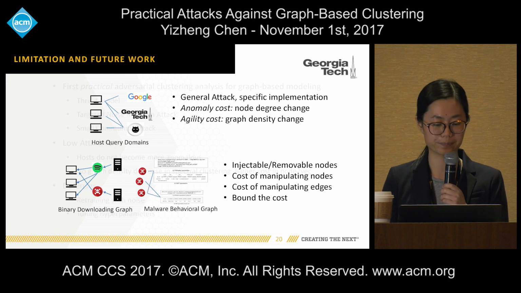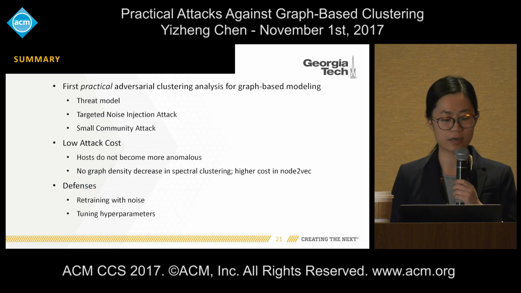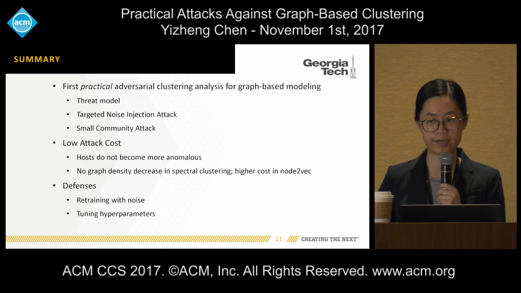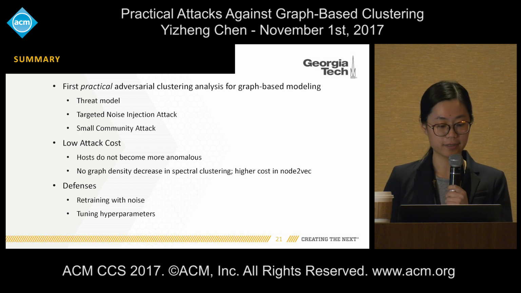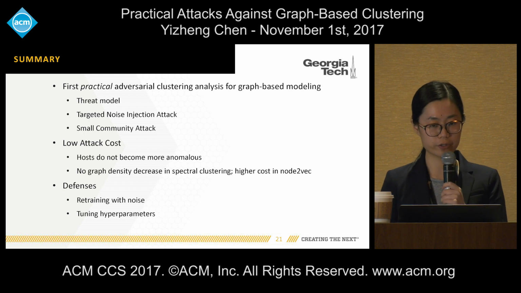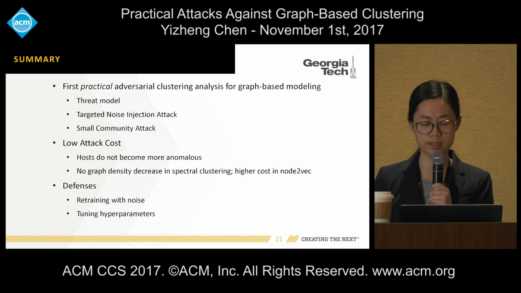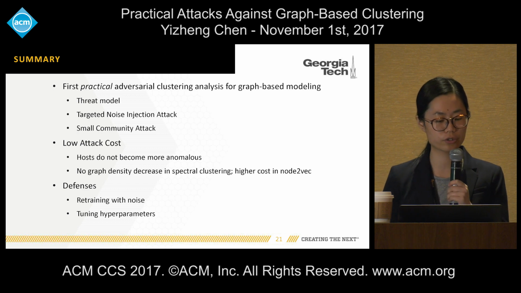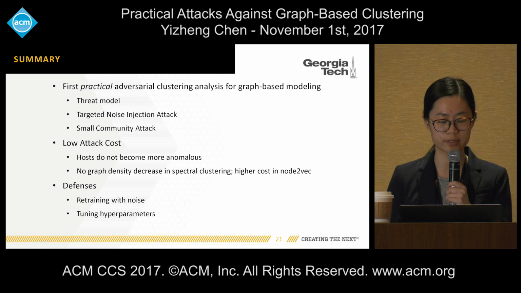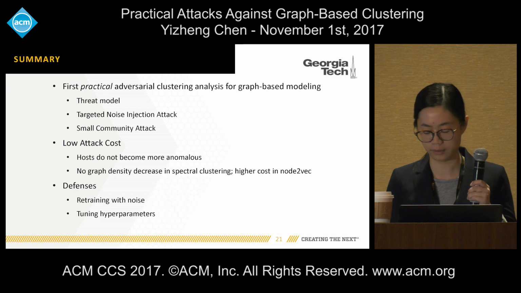a traditional way. The good news for us is, however, in node2vec, the cost is higher. We also propose two defenses: first, we can try to retrain the noisy clusters to deal with targeted noise injection attack. And we can try to tune hyperparameters to reduce the small community attack success rate.